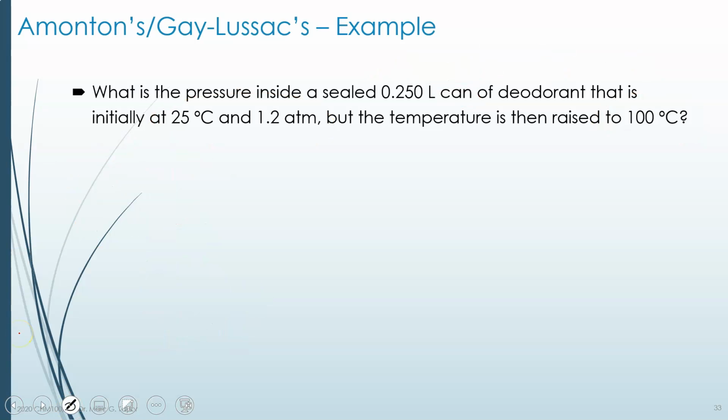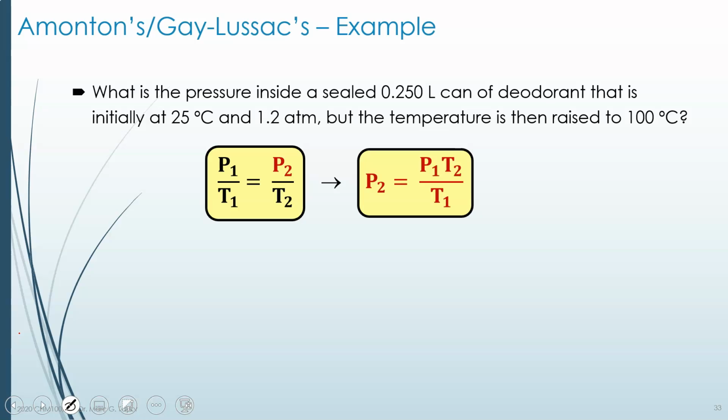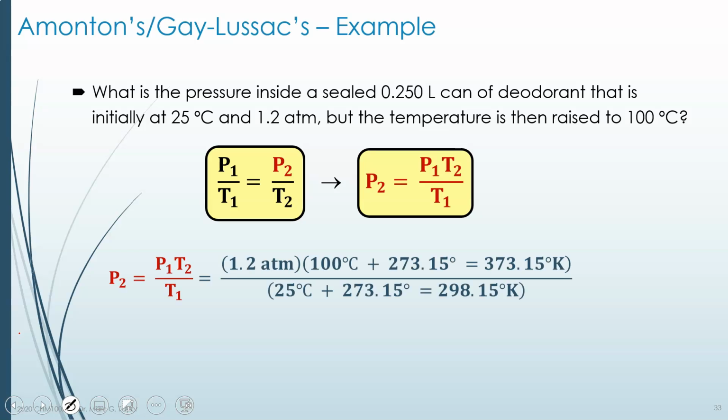And I'll just show you that you now have to set up your equation. So we have Gay-Lussac's law: P over T equals another P over T. We rearrange it to solve for P2. And now we merely plug our values in. We know our initial pressure is 1.2 atmospheres. We know our initial temperature is 25 degrees, so we convert that to 298.15 degrees Kelvin.